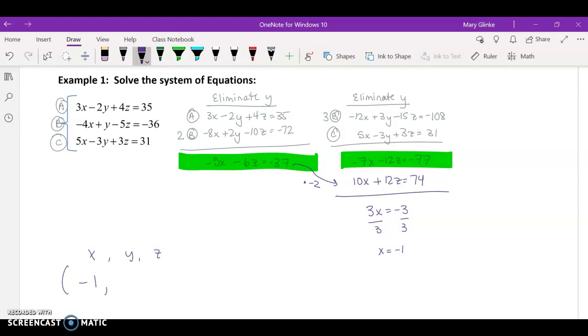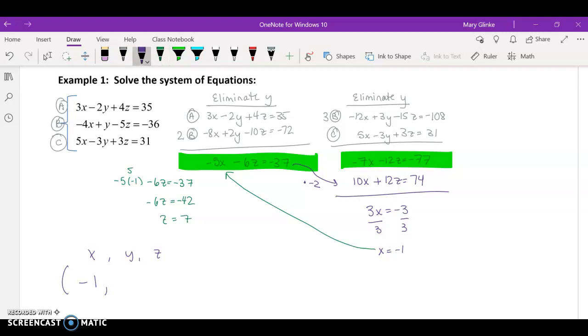Now, good news, you don't have to redo this whole process. Once you know x, all you have to do is go back one level and plug x in, and then you can solve for another variable. So we're going to do negative 5 times negative 1 minus 6z equals negative 37. And so negative 5 times negative 1 becomes positive 5, and I subtract it over to the other side, and I get negative 42. So therefore z equals 7.